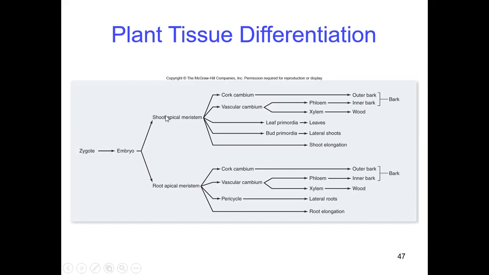This apical meristem contributes to the formation of various meristematic cells. These are the cork cambium and vascular cambium. Next, leaf primordia and bud primordia. In the root area, there is the presence of cork cambium, vascular cambium, and pericycle. These contribute to primary growth. After primary growth, secondary growth arises, which contributes to the formation of the outer bark. The vascular cambium is activated.